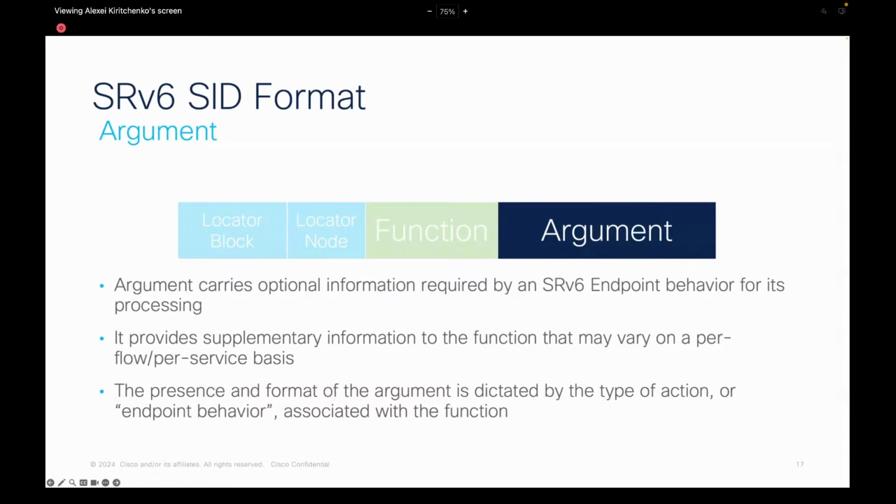Additionally, we could use some of the 128 bits to pass arguments to the node executing the function. This is not the same as the metadata TLV. It is an alternative to provide some additional information associated with the function that the node owning the segment can interpret and use. The argument carries optional information required by an SRv6 endpoint behavior.